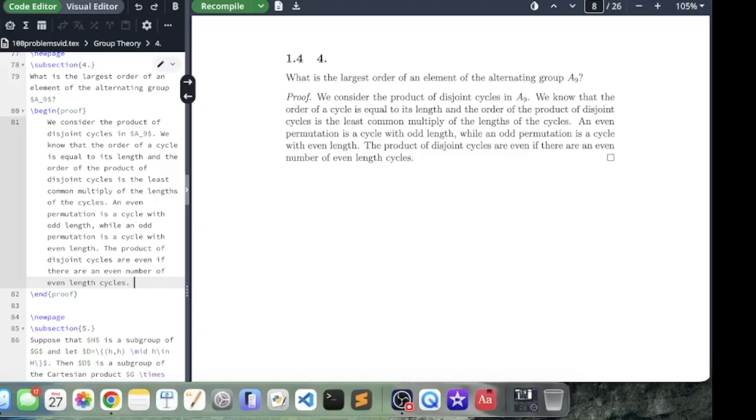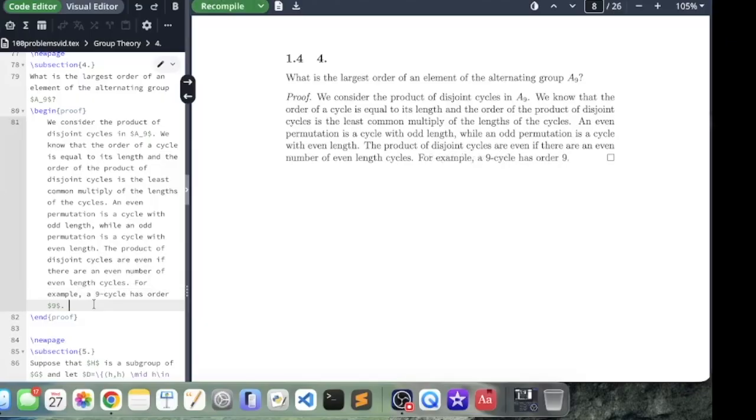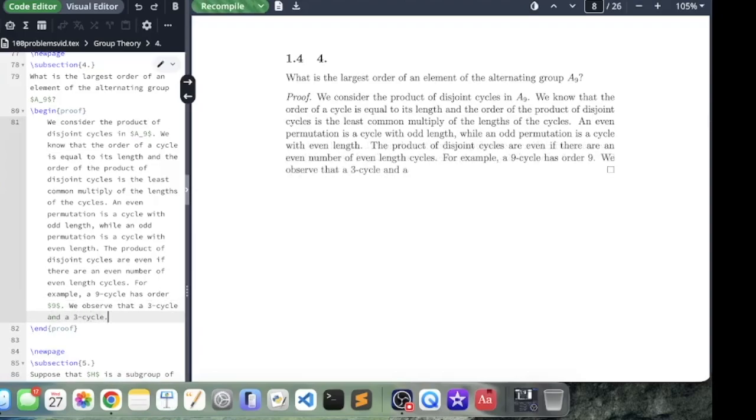Okay, so for example, I'll say a 9 cycle. So the cycle looks like 1, 2, 3, 4, 5, 6, 7, 8, 9, and has order 9. And what we'll do is we observe that a 3 cycle and a 5 cycle.